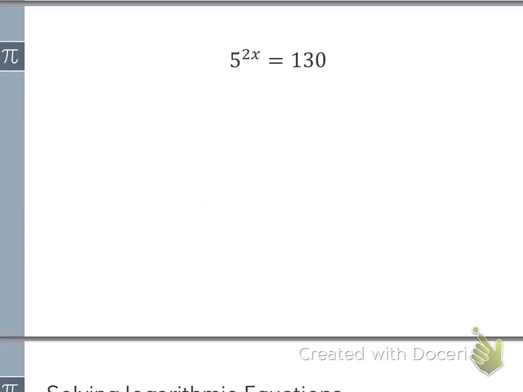Okay, my next one, I can't break this down to 5 because nothing when I square it or cube it or take it to the 4th power gets me to 130. So I'm going to take the log of both sides again. So what I do to one side, I have to do to both sides. So I'm going to take the log. So now I have log of 5 to the 2x is equal to log of 130. We can bring our exponent to the front.